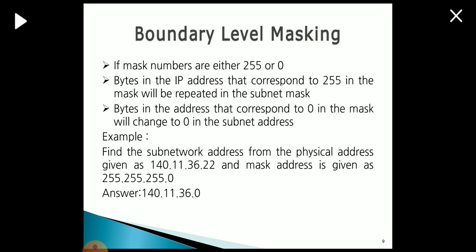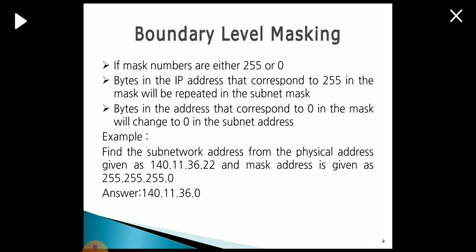Now first of all, what is boundary level masking? If mask numbers are either 255 or 0, then bytes in the IP address that correspond to 255 in the mask will be repeated in the subnet address, and bytes in the address that correspond to 0 in the mask will change to 0 in the subnet address.